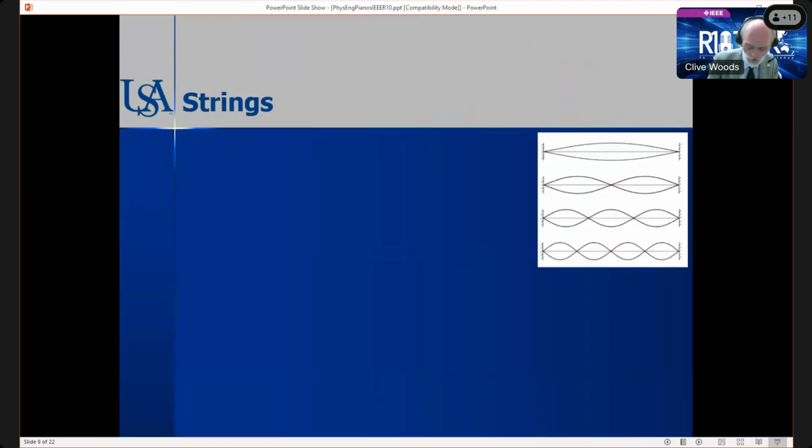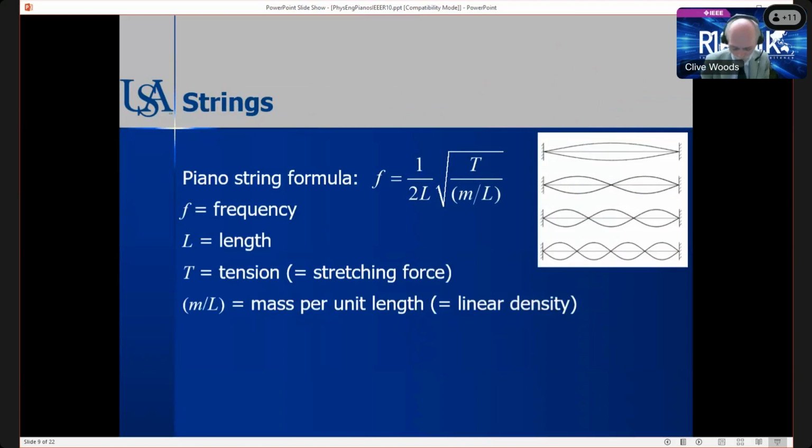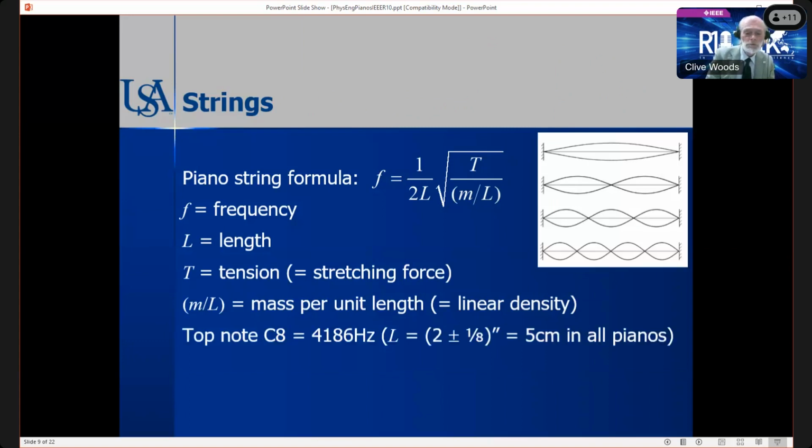So let's think about strings. You all probably know the formula for the vibration frequency of a stretched string. I don't need to go through that. L is the length, and M divided by L is the mass per unit length, or the linear density of the string. And I've given a diagram there of various harmonics, and the top diagram of course is the fundamental harmonic, where L is the distance between the bridge and the agraffe.